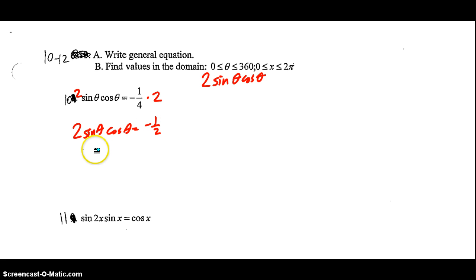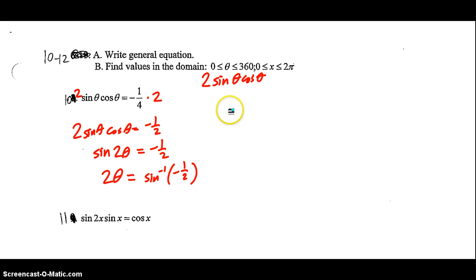Well, 2 sine theta cosine theta is sine of 2 theta. All right, now I'm going to take the inverse sine. 2 theta equals the inverse sine of negative 1/2. I need to know what are all the values where sine is negative 1/2. So you go to your handy-dandy table, and you figure that out.